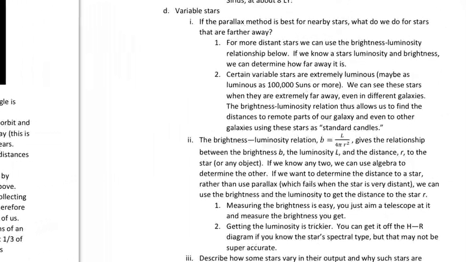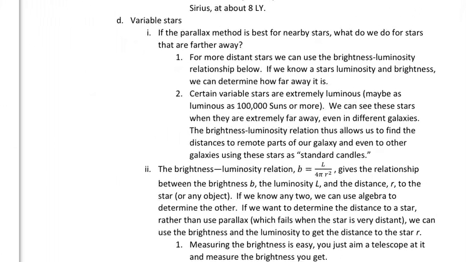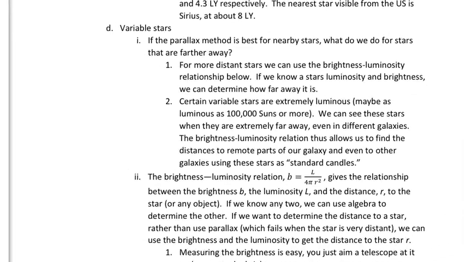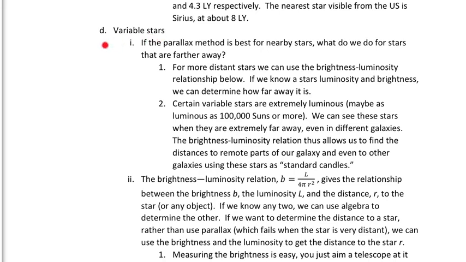It turns out that there's another group of stars that are useful for measuring distances too. If you get past parallax, it's unlikely we'll be able to use parallax to measure distances to stars in other galaxies. So measuring distances to things that are farther away than parallax gets us is more sophisticated, trickier. But it turns out that there are variable stars that help us with this.